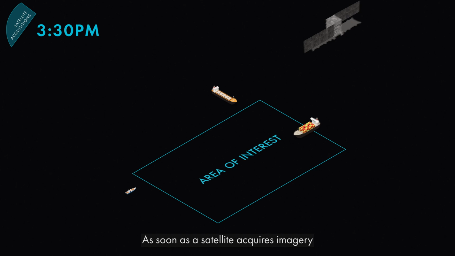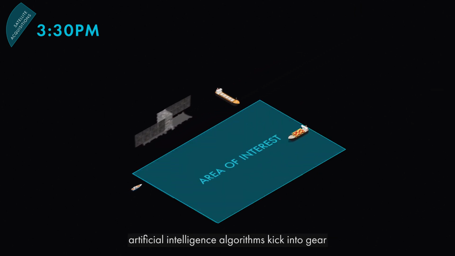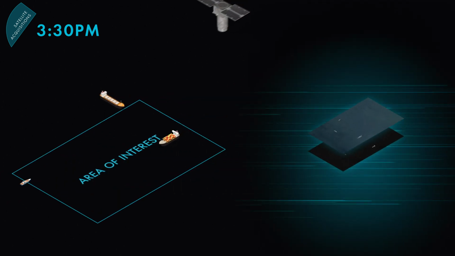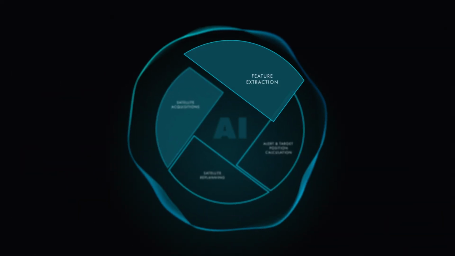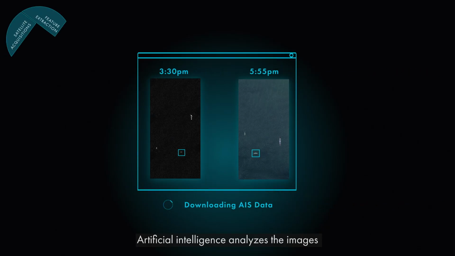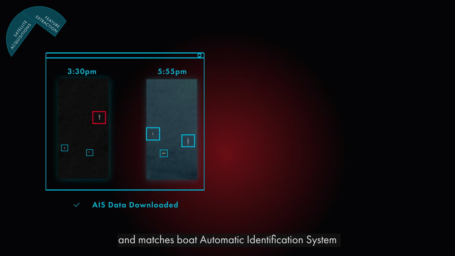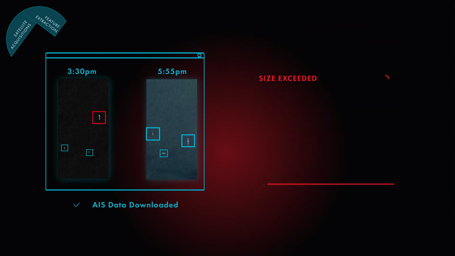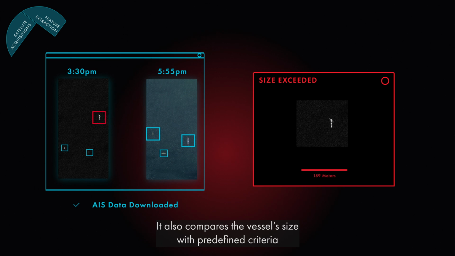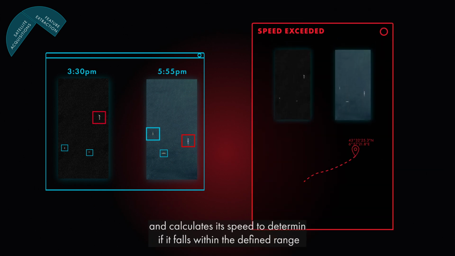As soon as a satellite acquires imagery, artificial intelligence algorithms kick into gear. Automatic image processing is activated, followed by feature extraction. Artificial intelligence analyzes the images and matches boat automatic identification system emitters with the AIS database. It also compares the vessel's size with predefined criteria and calculates its speed to determine if it falls within the defined range.